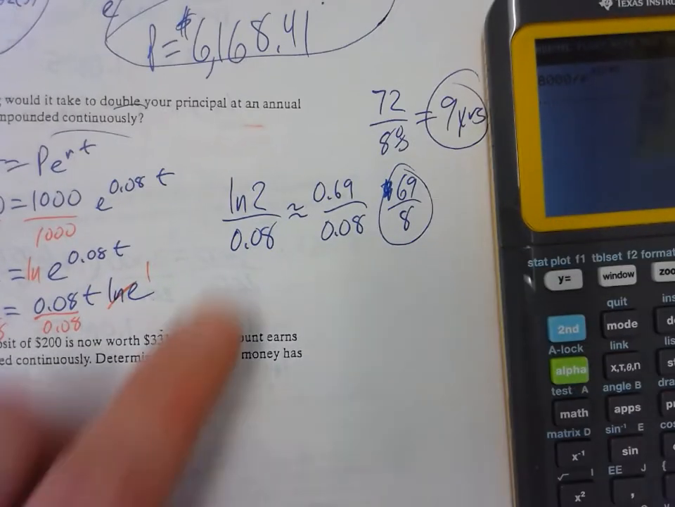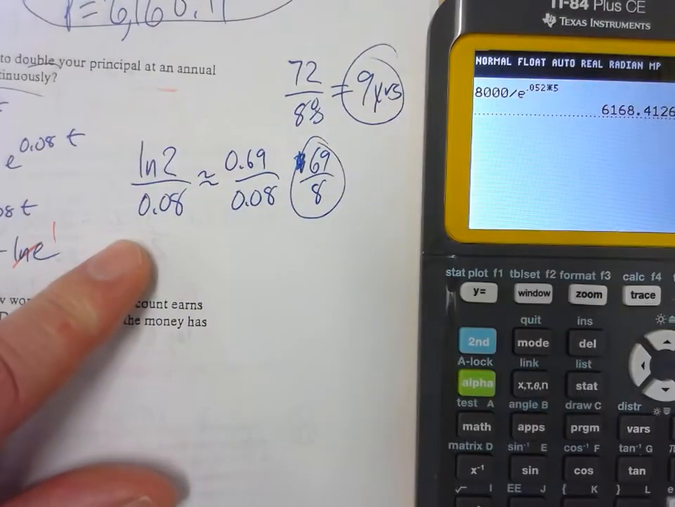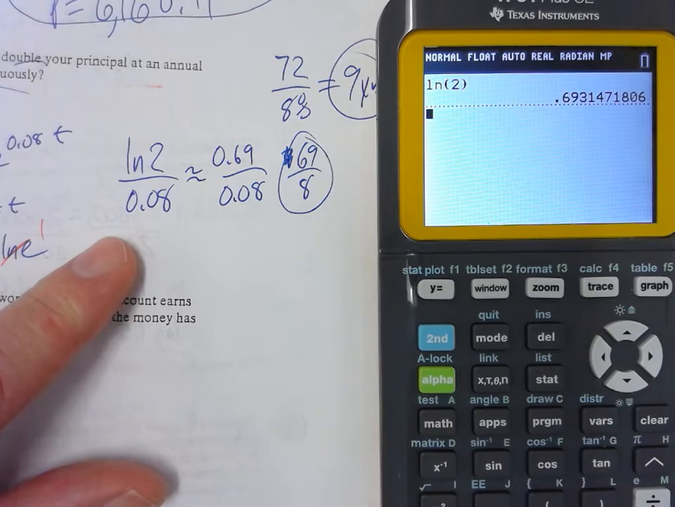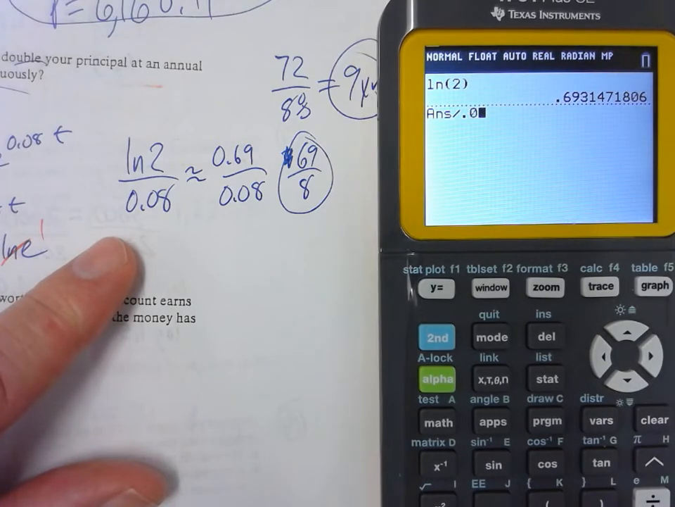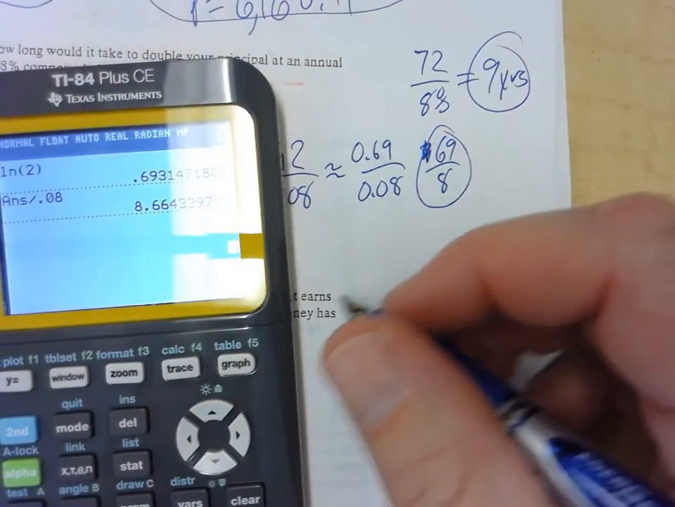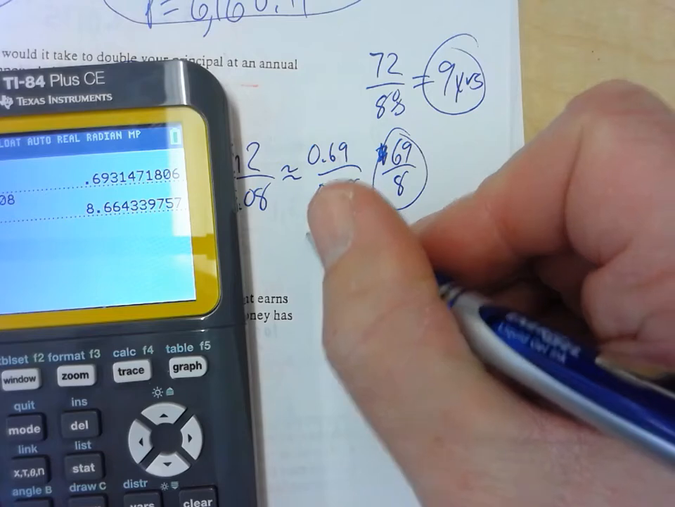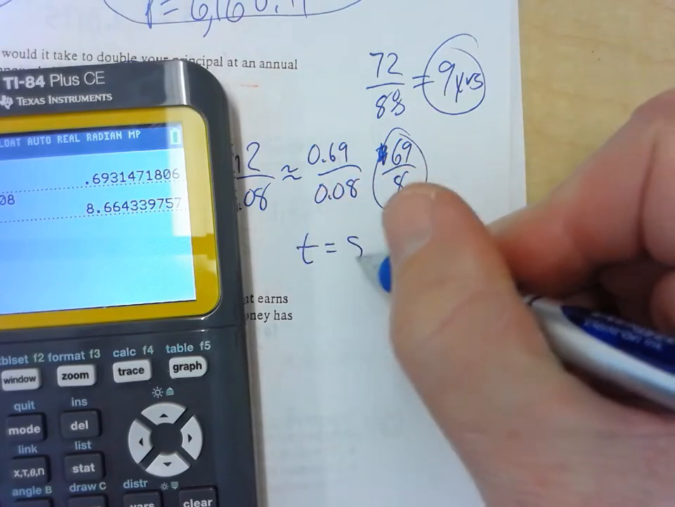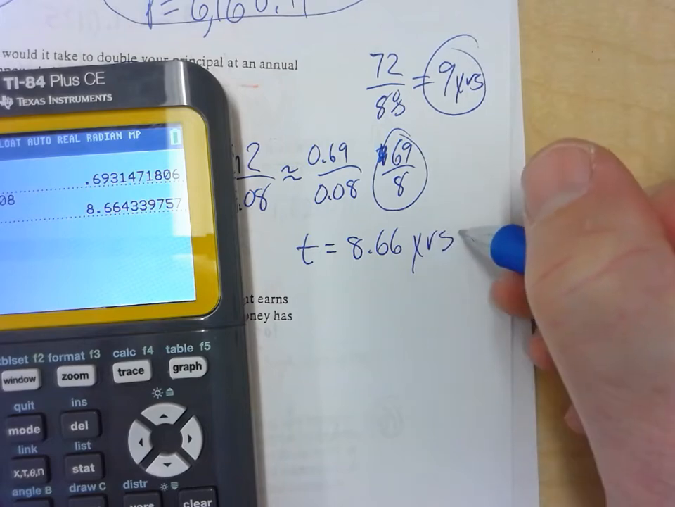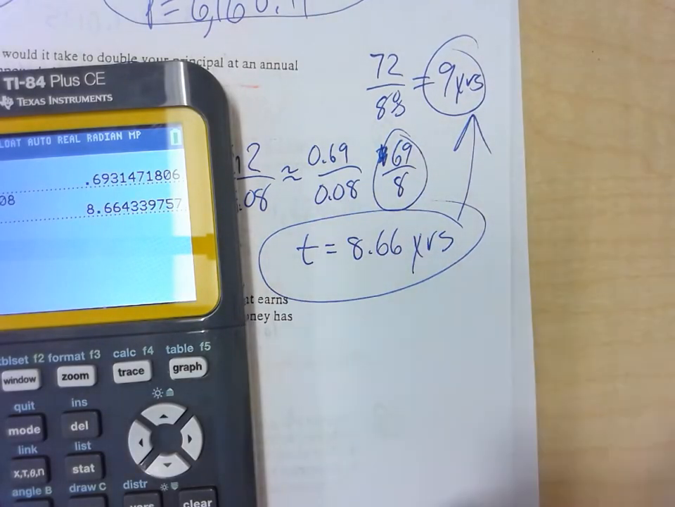So here we go. If we type it in, natural log of 2. So it's 0.69 and change, and then you divide it by 0.08. So T, time, is equal to 8.66 years, which is close to what I said, 9.